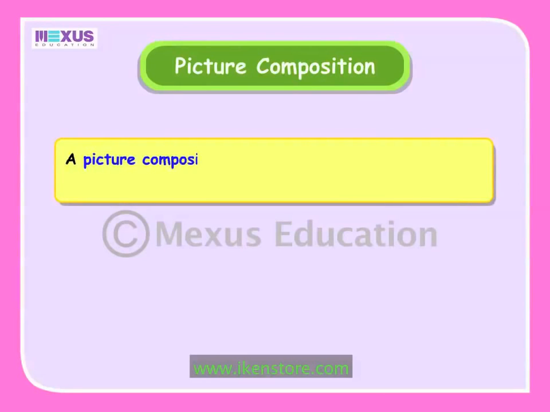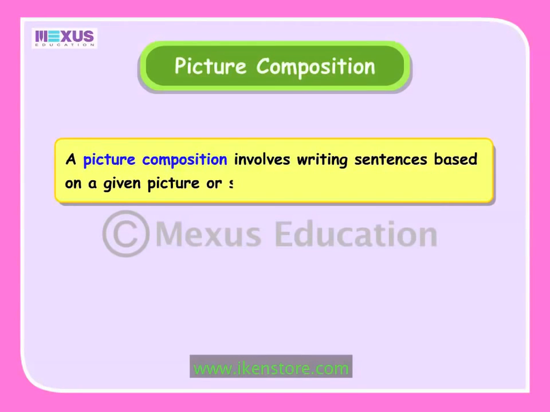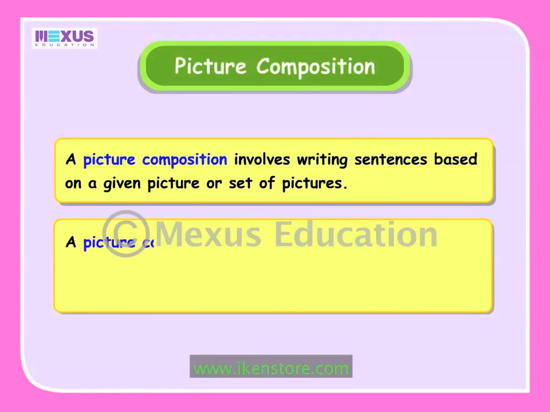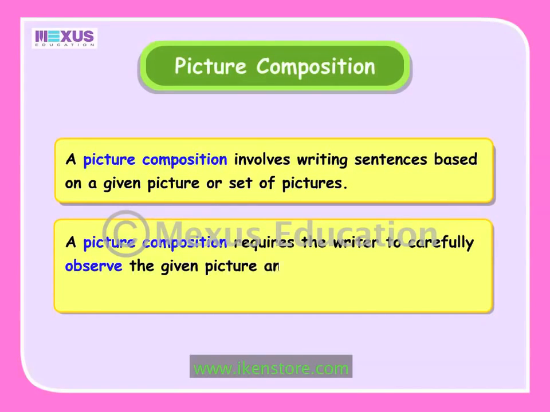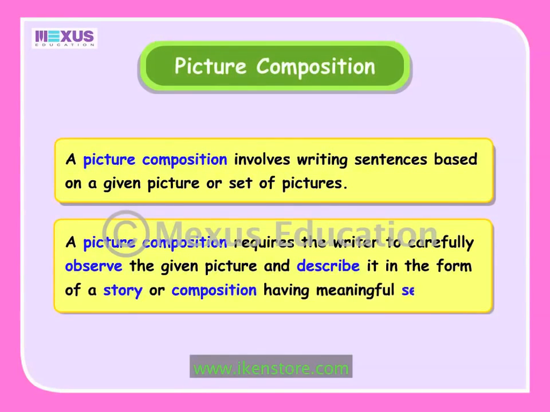A picture composition involves writing sentences based on a given picture or set of pictures. A picture composition requires the writer to carefully observe the given picture and describe it in the form of a story or composition having meaningful sentences.